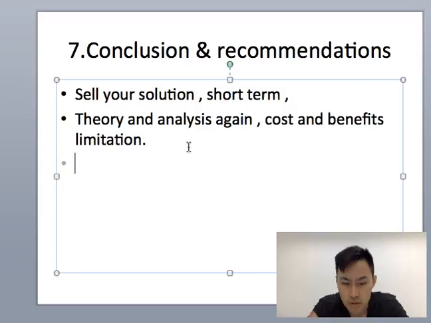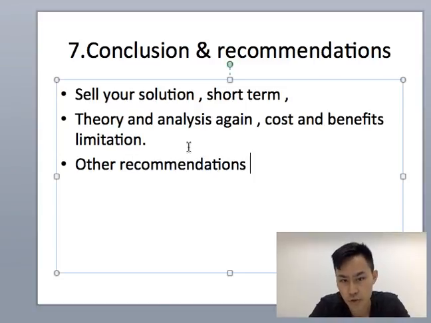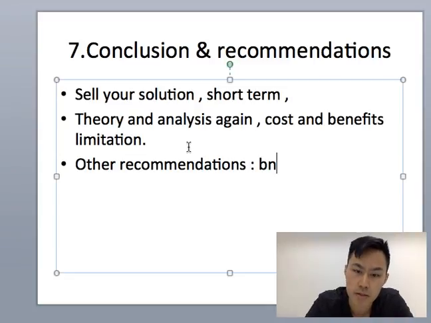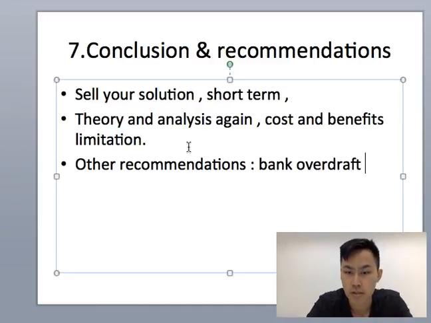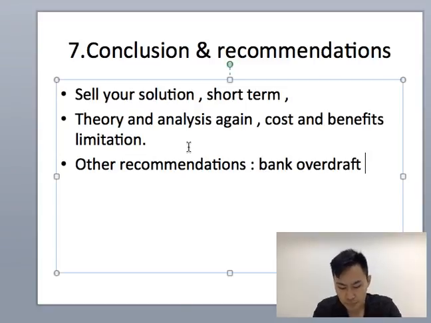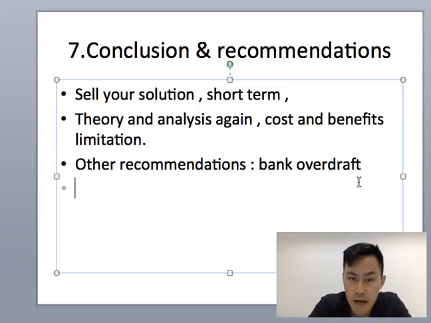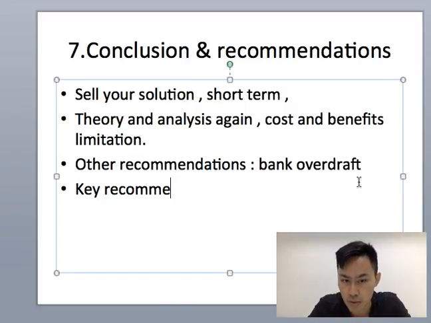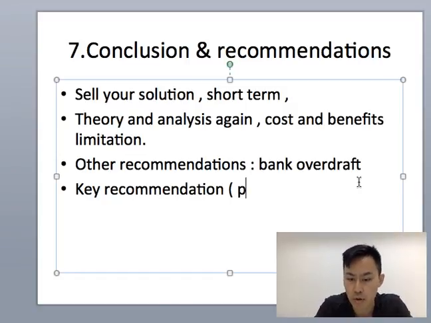And obviously, not only does your solution work, but there are also other recommendations, other solutions that might work, right? Yeah, so you can also mention that. For example, you can consider a bank overdraft, yeah? So in that case, you can also improve your working capital, not just by using the discount method, right? So basically, after you mention all this, I'd suggest you do a point form for the key recommendations to summarize all the things again, okay, in point form.